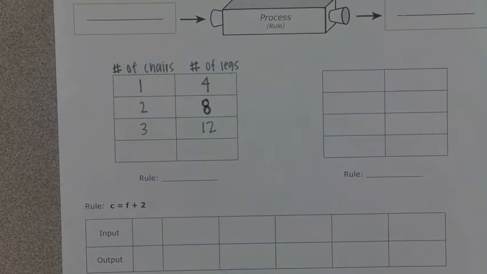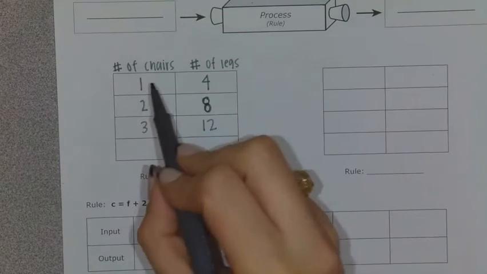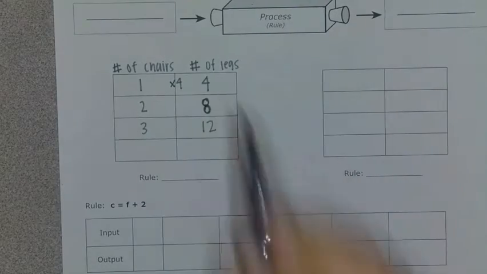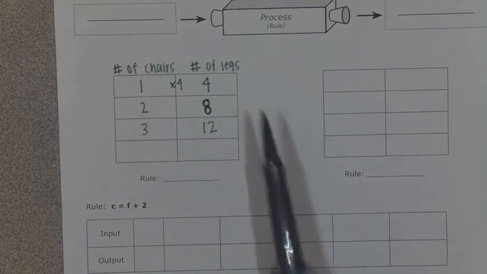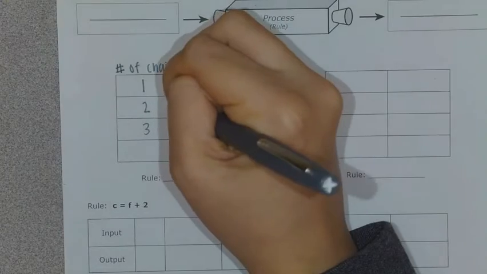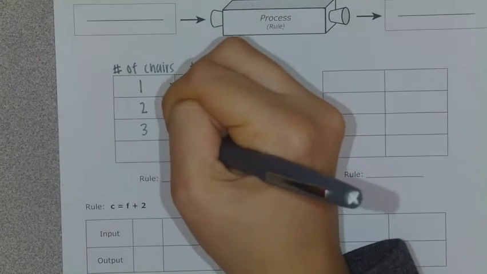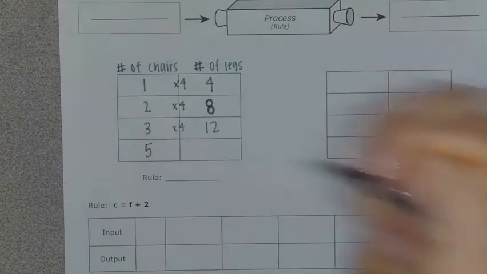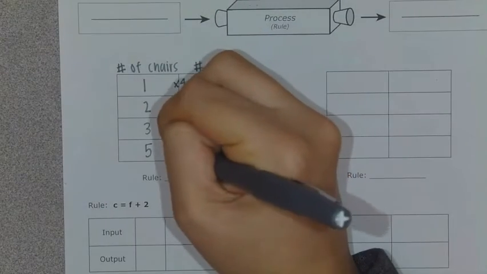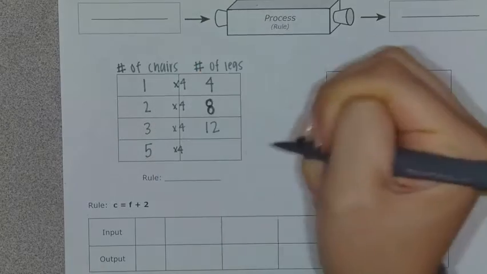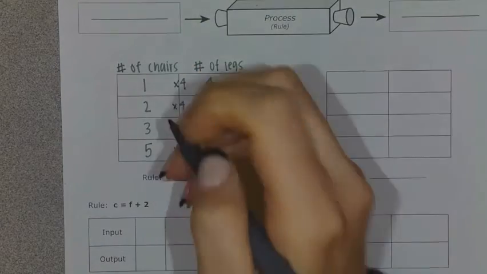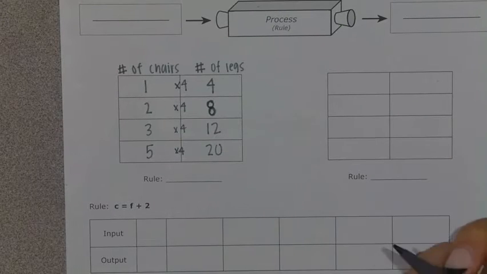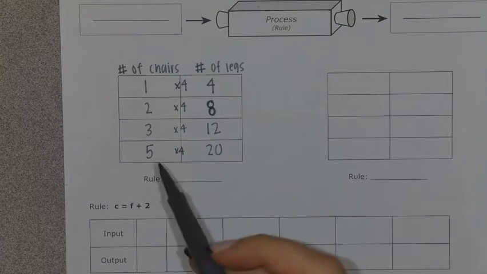All right, so hopefully with your table, you saw that I'm taking the number of chairs and I'm multiplying it by 4 to get the number of legs. So 1 times 4 is 4. 2 times 4 is 8. 3 times 4 is 12. What if I said, okay, you have 5 chairs in the room? I'm still taking the number of chairs and multiplying it by 4, and 5 times 4 would be 20 legs.